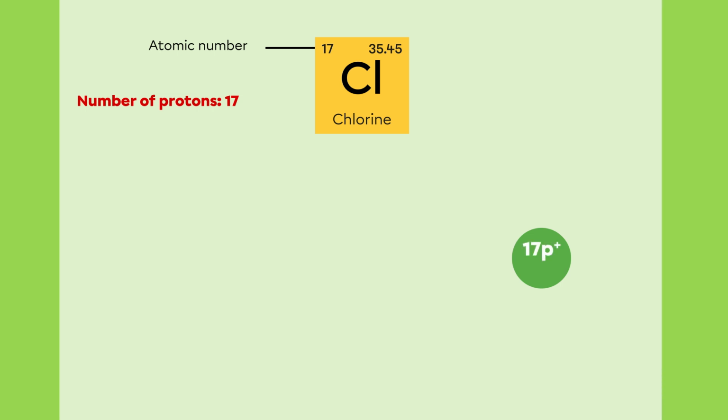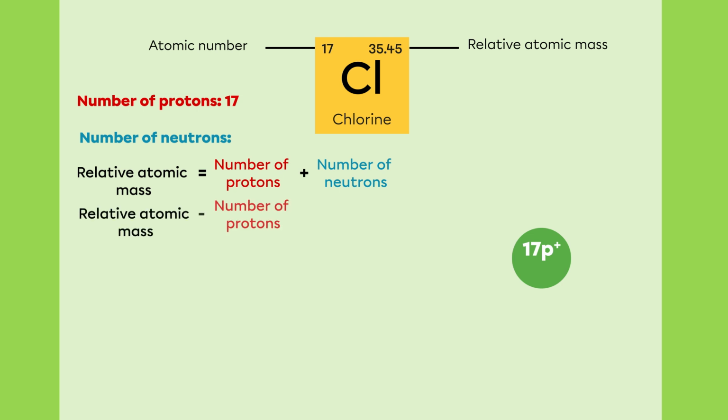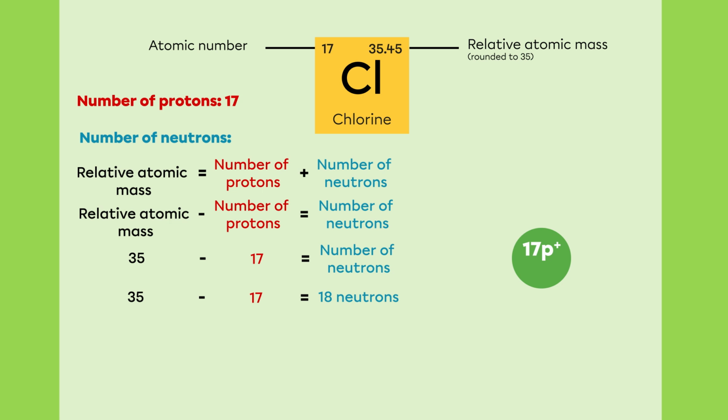Now let's determine the number of neutrons. The relative atomic mass is essentially the sum of the number of protons and neutrons, which are the heaviest subatomic particles. To find the number of neutrons, we can simply subtract the atomic number, or the number of protons, from the relative atomic mass rounded to the nearest integer. The relative atomic mass of chlorine is 35. By subtracting 17 protons from it, we obtain 18 neutrons. We indicate the neutrons in the nucleus by writing 18N0.